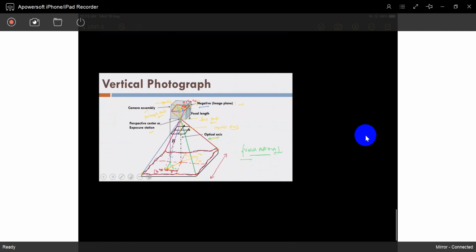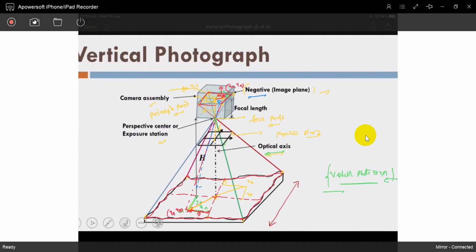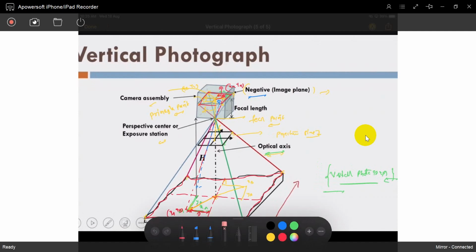Before that I want to show one photograph. Once again I will delete everything. It automatically saved, so I can't delete everything. Okay, no problem. We will discuss again through a blue line.